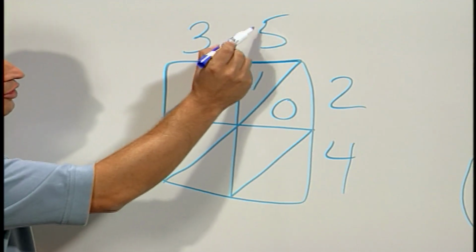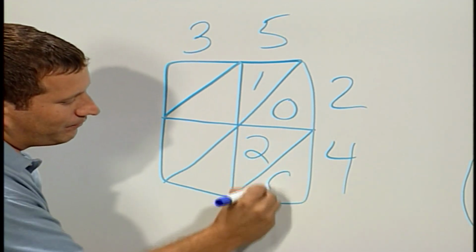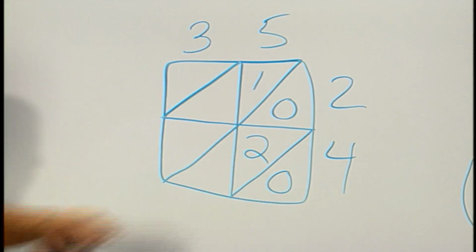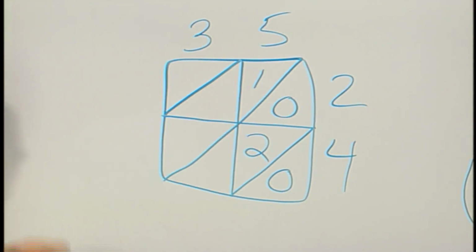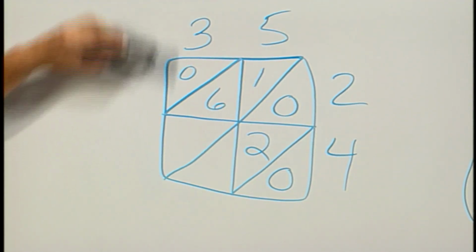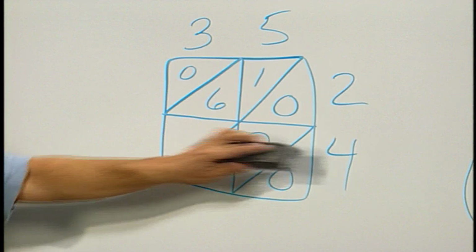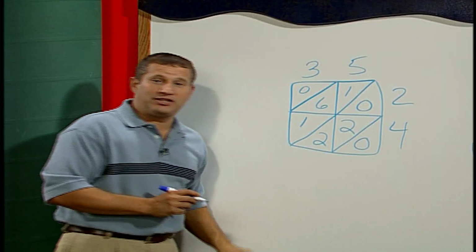The next one, 5 times 4 gives us 20. Once again, 20, just like that. No ones, 2 tens. This box here is for 3 times 2, and 3 times 2 is 6, no 10. And then the last box is for 3 times 4. 3 times 4 is 12. And you put it in just like that.